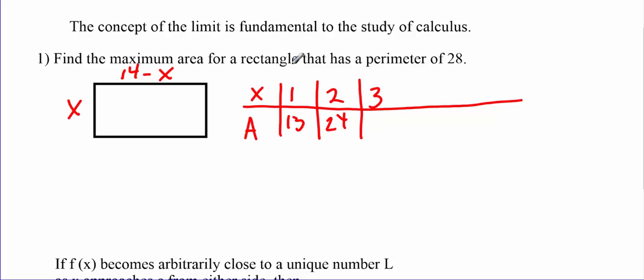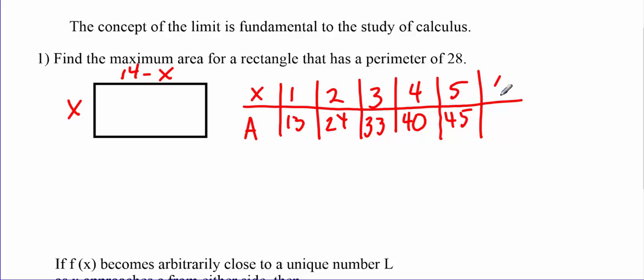If x were 3, this is 3 by 11. And you guys can see the pattern here. If it's 4, we're up to 4 times 10, which is 40. You'll notice that the area keeps increasing, but the change is not in a linear pattern. Some of you may recognize this pattern. If you do, that's great. If you don't, stick with me.